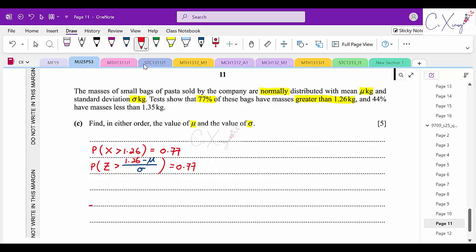Now let us try to draw out a diagram to see what is the area for my particular equation here. Z greater than something equals to a large area. Therefore, I should know that my Z should be on the left hand side here.